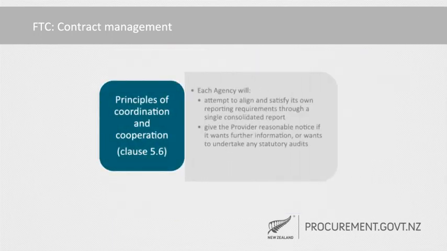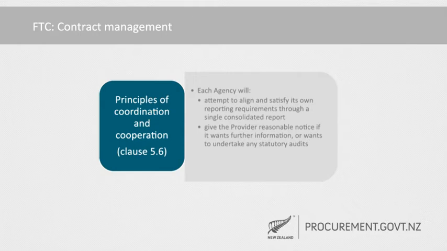Underpinning the entire contract management approach are the principles of coordination and cooperation, especially where an outcome agreement has multiple agencies and one provider. These principles are embedded in the framework terms and conditions and outline how the parties are expected to work together. The agency will work with the provider and other agencies who are also parties to the same outcome agreement to minimise the amount of reporting the provider has to produce by trying to align and consolidate reporting requirements of the different agencies as much as possible.